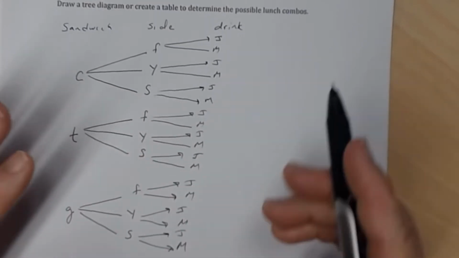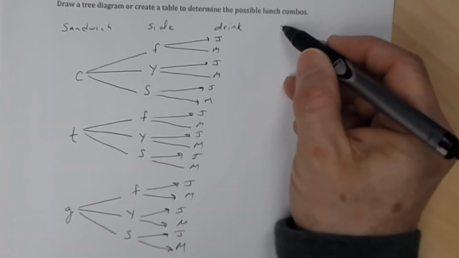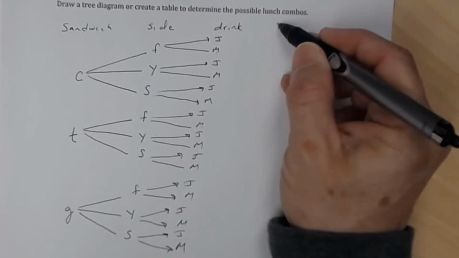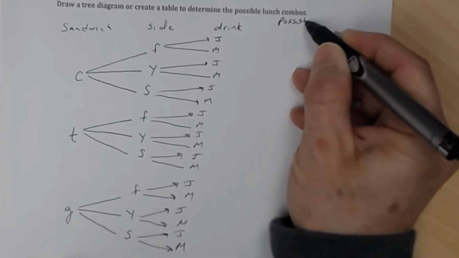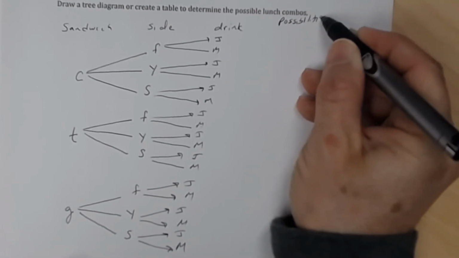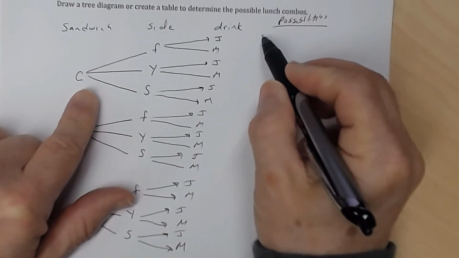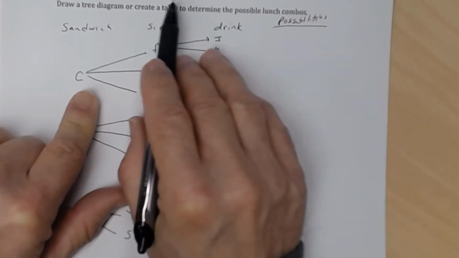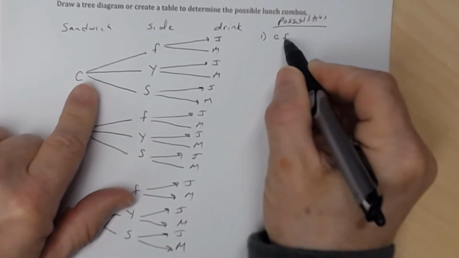So here I'm going to go ahead and just list the possibilities. These are my possibilities, and I'm not going to list all of them because I may not have enough room, but we'll see. So these are all my possibilities. I can have one possibility being this. The first one is chicken, fruit, juice.